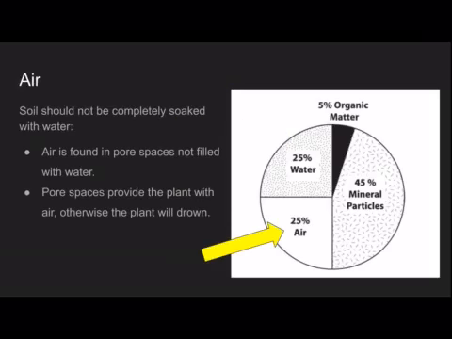Next is air. So soil should not be completely soaked with water. A common problem people have with indoor plants is that they overwater it. And just like people, plants need to breathe too. And the air in soil can be found in what we call pore spaces. And these are just little pockets in soil that can either hold air or water. And these pore spaces ultimately help the plant breathe, otherwise it'll drown.